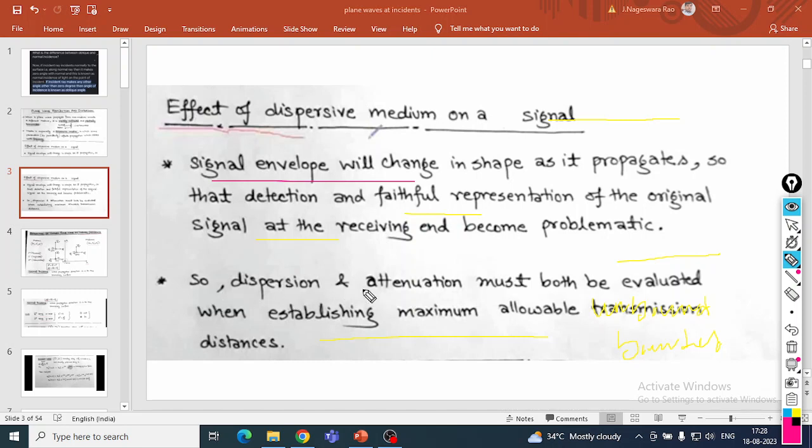So dispersion and attenuation must both be evaluated when establishing the maximum allowable transmission distance. These are the two effects we have from the dispersive medium.